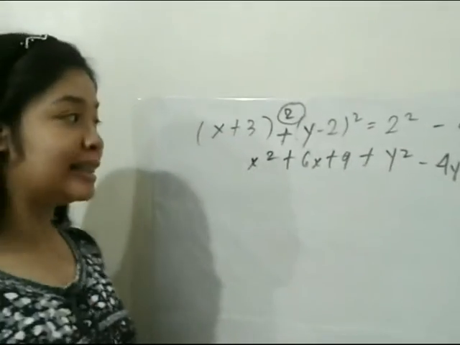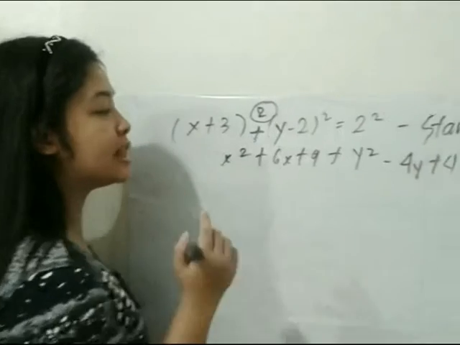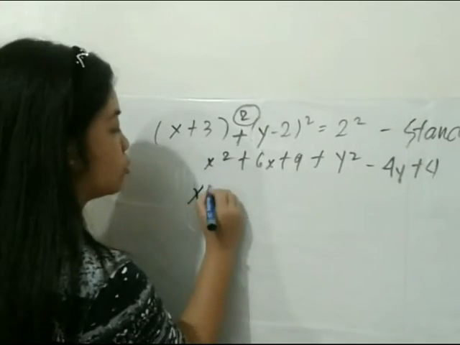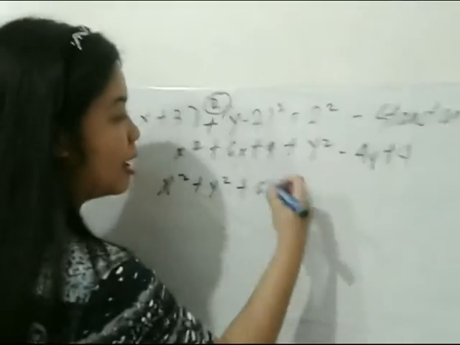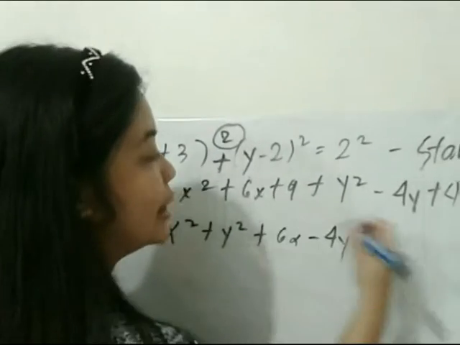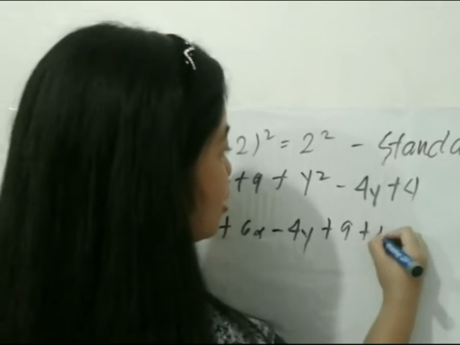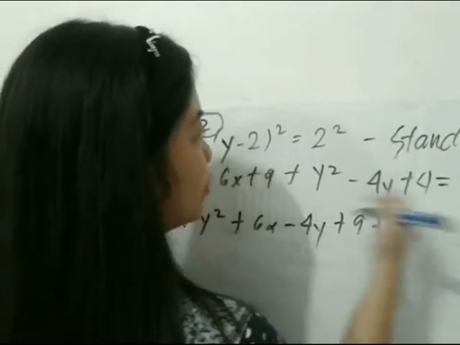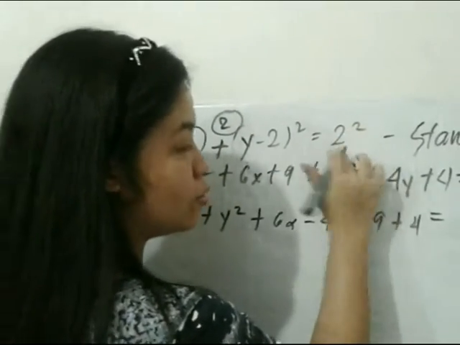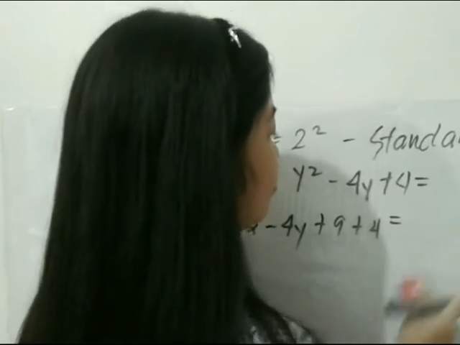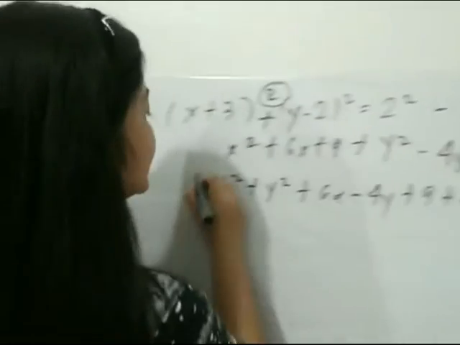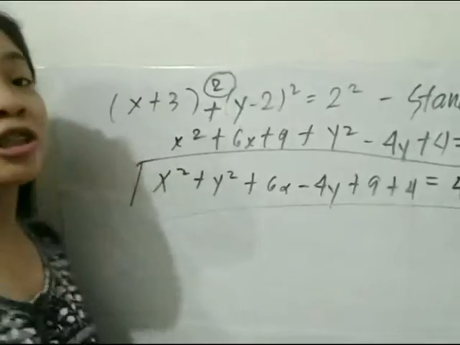Now that we have expanded the equation, we are going to put together the like terms. x squared plus y squared plus 6x minus 4y plus 9 plus 4 would be equal to 2 raised to 2, which would become 4. And this is our general form. I'm going to give you another example so that you can master the whole procedure.